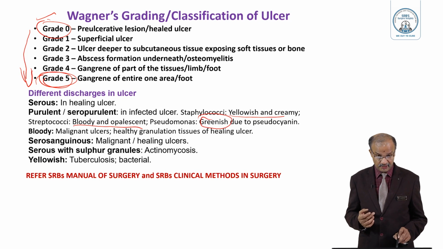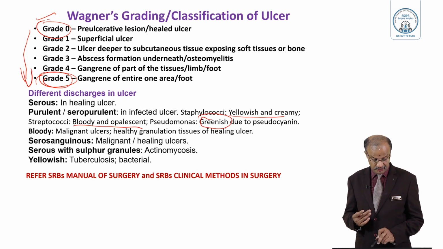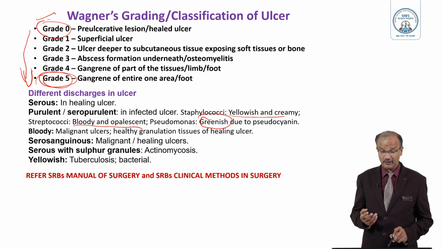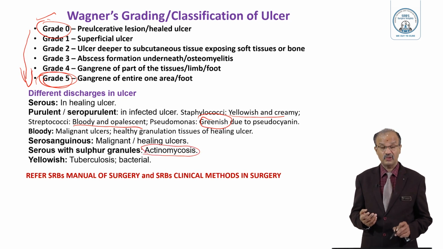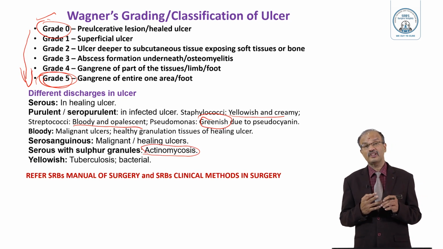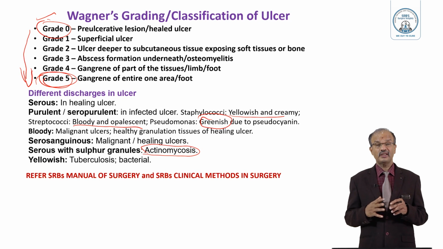Malignant ulcer, bloody or serosanguinous. Healthy granulation tissue also will be bloody. Malignant ulcer again serosanguinous, serous with sulfur granules, actinomycosis, very typical sulfur granules. Actinomycosis is really a bacteria, a fungal-like bacteria. Initially classified as a fungus, but now it is considered a bacteria.